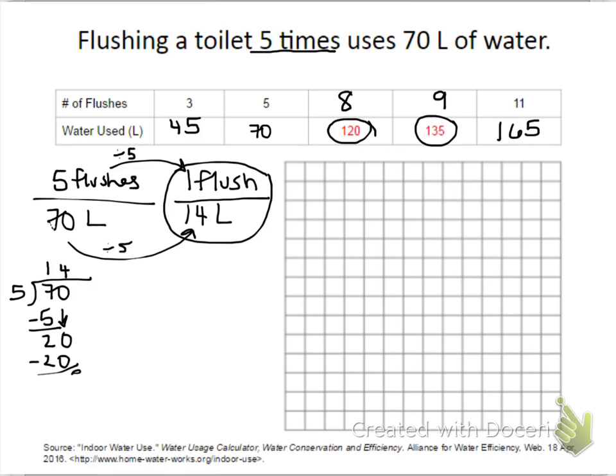Now you need to make your graph. For your axes, the x and the y, you're going to put the number of flushes along your x-axis and the amount of water used along your y-axis. Try and set up the scales yourself if you can.